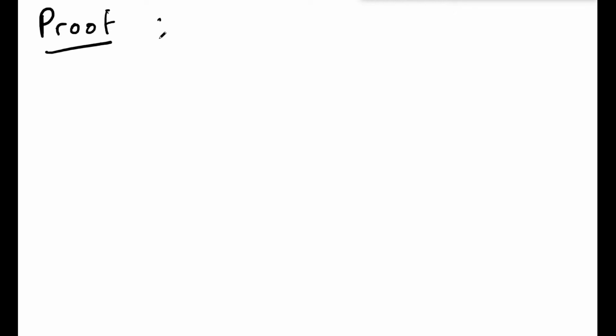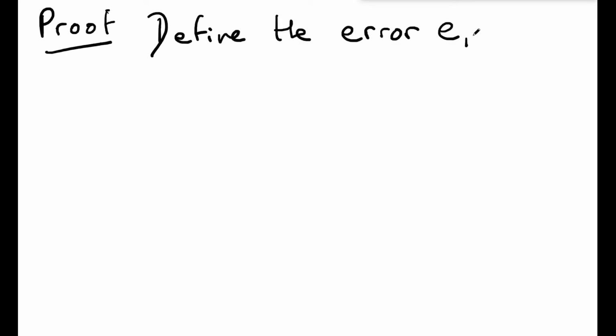So first we define the error. Remember, this is a key thing with convergence, E n. The error equals x n minus x star.